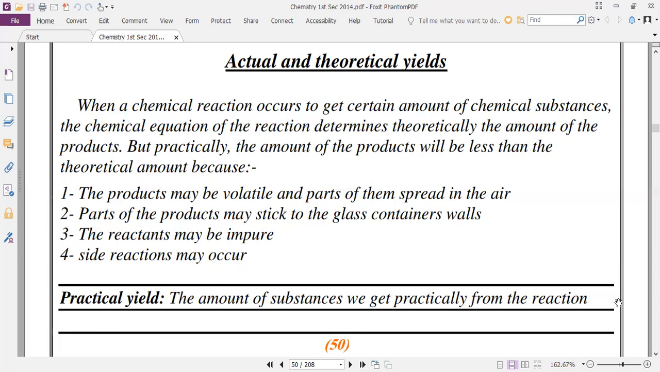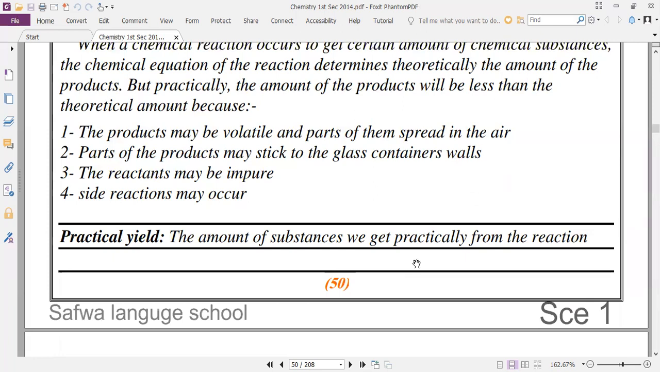Are all these reasons known to you? Yes. Okay. So the product may be volatile so it can fly in the air. Parts of the product may stick to the glass container wall, so it will affect the product. The reactant may be impure. Side reactions may occur. So these are the reasons that make the theoretical product differ from the actual product.